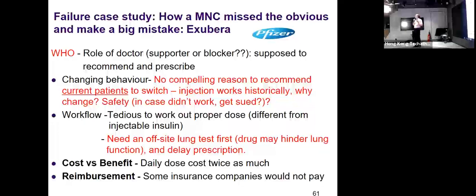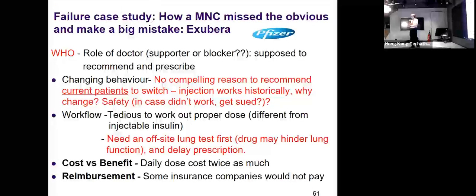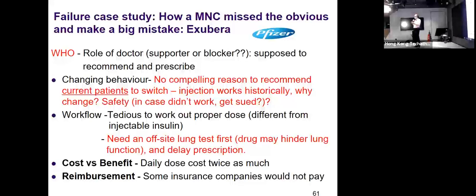The role of the doctor is supposed to be to recommend, but if you are a patient who is already taking the injection by needle, there is no compelling reason for the doctor to recommend that you change. Because so far so good, it is working. When the doctor recommends a change and it doesn't work, you die, or you get more serious. Then you probably will sue the doctor, in America, in the European countries. So as a medical doctor, why should I take the risk and ask you to change to another delivery method?